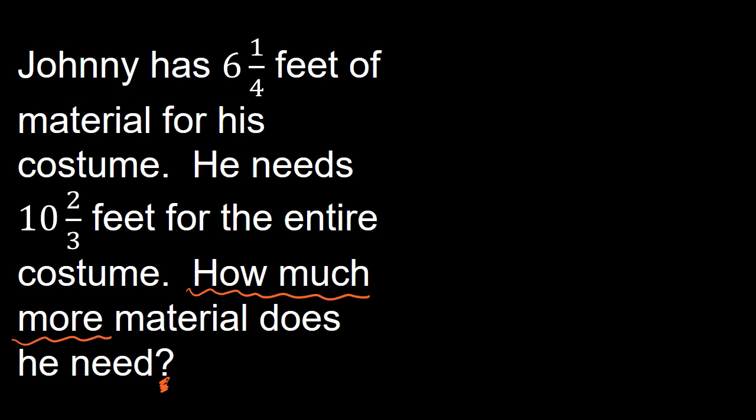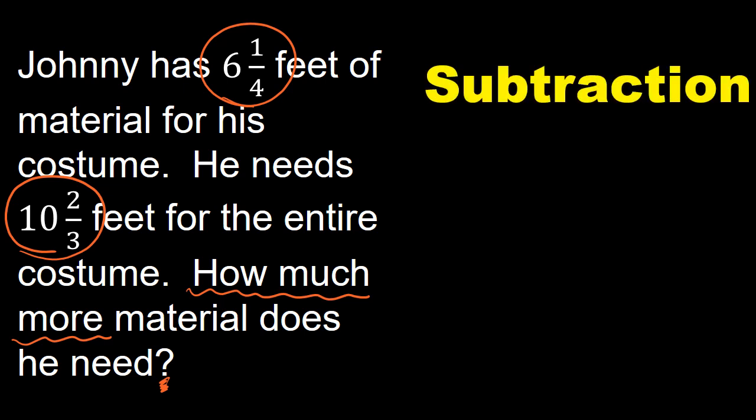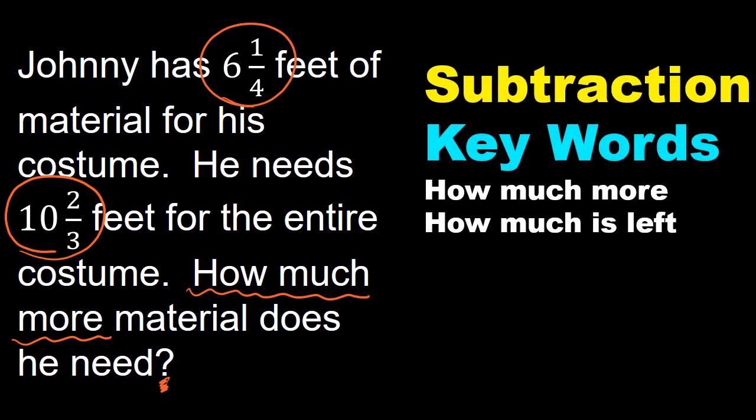We're going to subtract 10 2/3 minus 6 1/4. So we've got a subtraction problem. For subtraction problems, the keywords are how much more or how much is left. Those things will key us in that we have a subtraction word problem. The biggest thing after that is that you would set this up as 10 2/3 minus 6 1/4, create common denominators, and then perform subtraction.